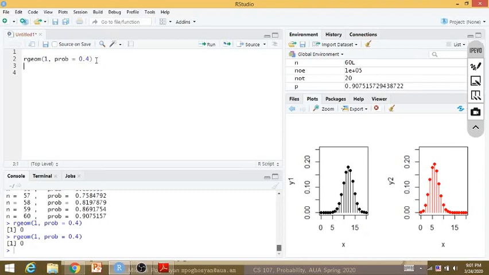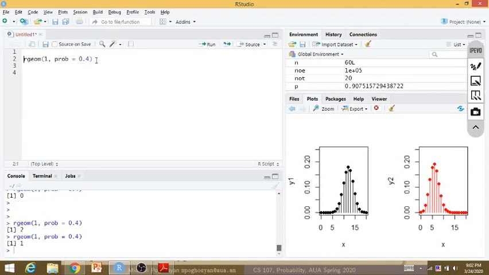I'm doing that again, 0. Sorry, let me do that experiment again, 2. What does this 2 mean? 2 means that there were 2 failures before the first success. So the first trial was failure, the second one was failure, and the third one was success.